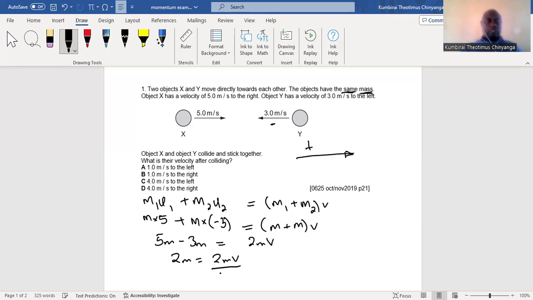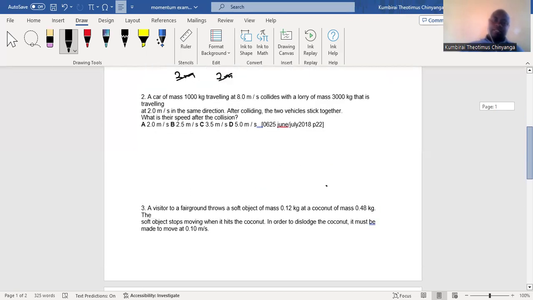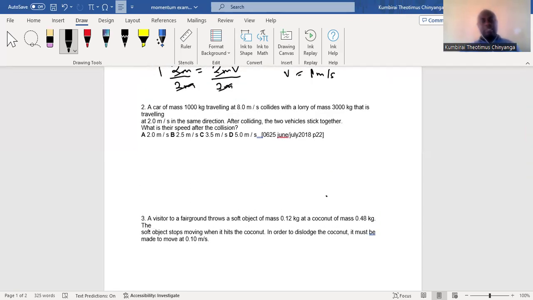And when we solve this, we need a good knowledge of algebra. 2m divided by 2m is 1. So the velocity is 1 meter per second. And the option is B because the answer is positive, meaning that the object moves to the right. So this is how we apply this equation.